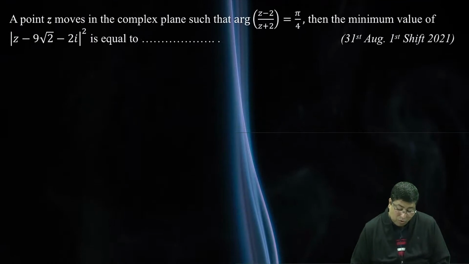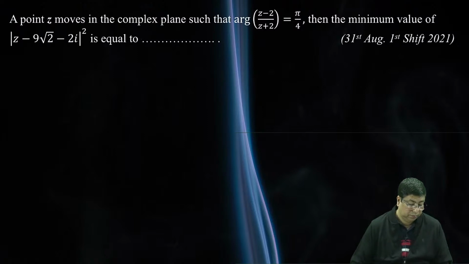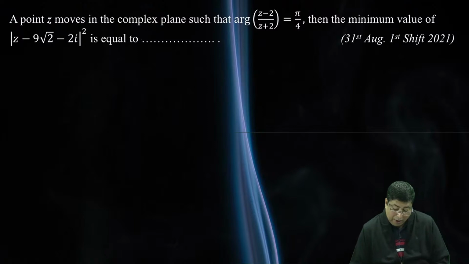A point Z moves in the complex plane such that argument of (Z minus 2) by (Z plus 2) equals pi by 4. Find the minimum value. Actually, argument of (Z minus 2) by (Z plus 2) equal to alpha represents some bigger part of the circle from minus 2 to plus 2, but this concept will apply in JEE Advanced preparation, not now.